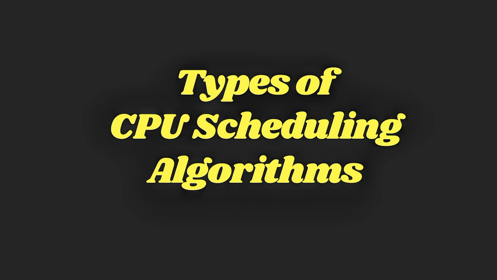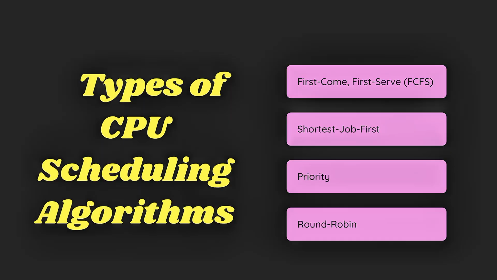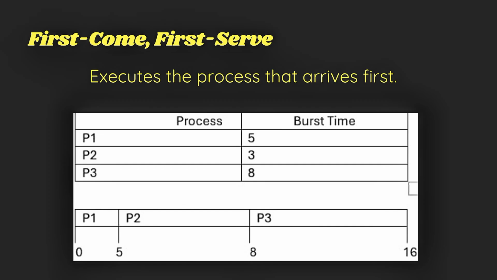Now, let's proceed to the types of CPU scheduling algorithms, namely first come first serve, shortest job first, priority, and round robin. So, the first one is first come first serve. First come first serve scheduling executes processes in the order they arrive, like lining up at a counter. It's easy to understand, but it can lead to something called the convoy effect, where shorter tasks get stacked behind longer ones.